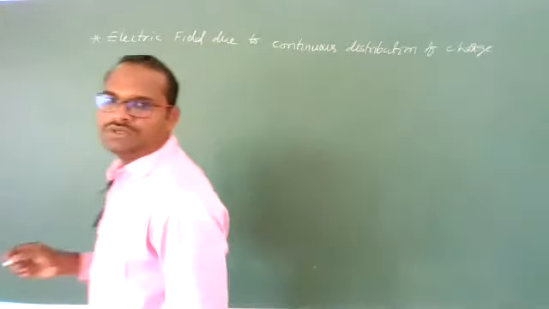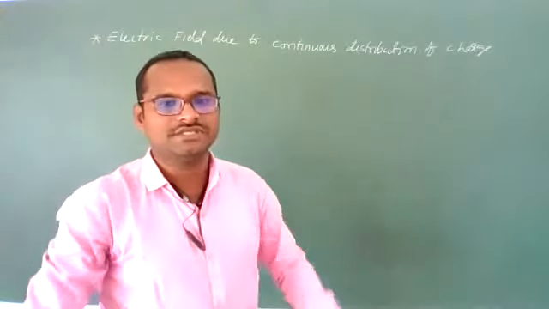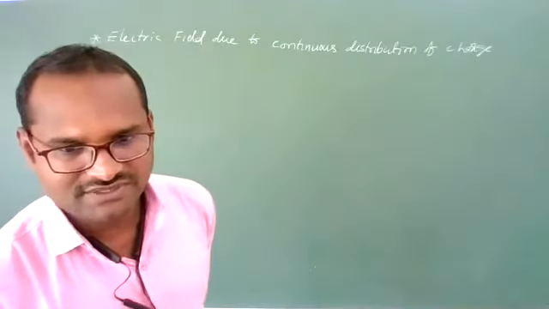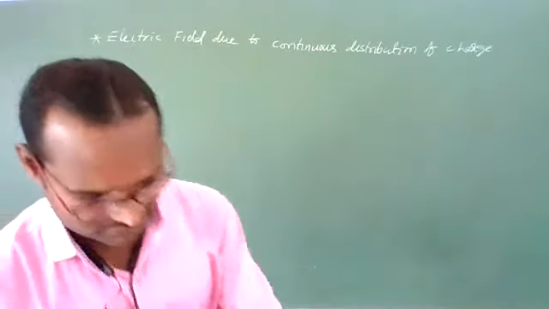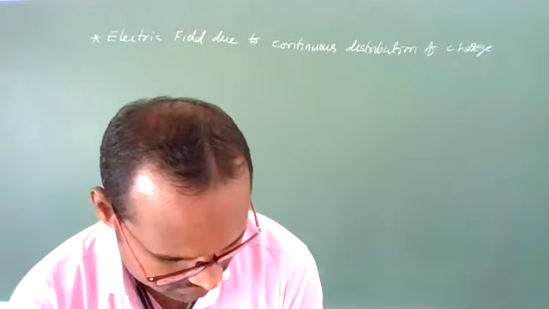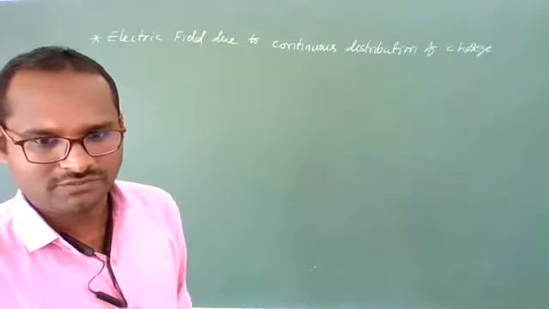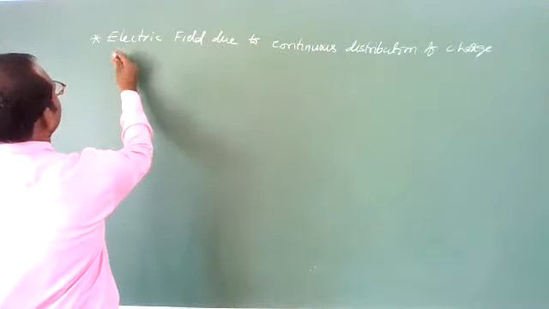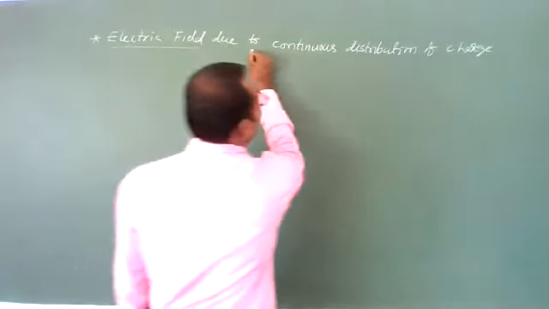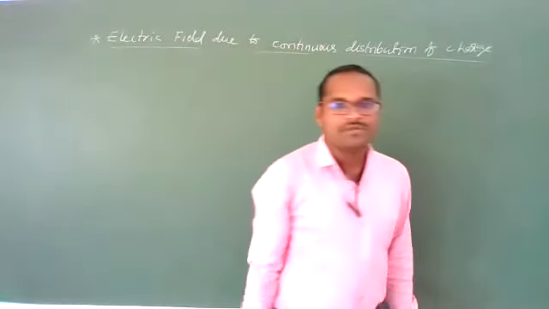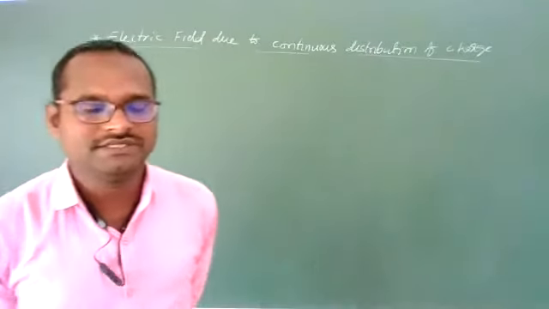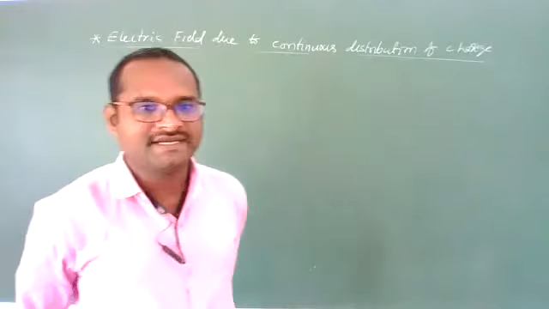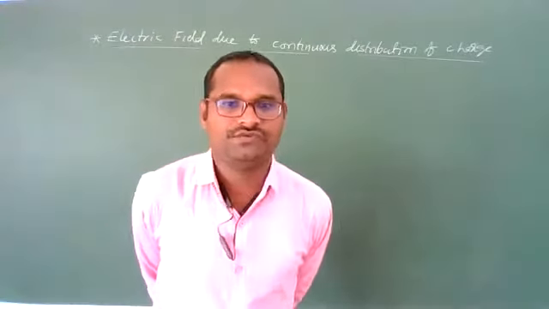So when charge is distributed continuously on any surface, wait, observe. We are discussing one point, no? Wait, I'll come to that point definitely. So electric field due to continuous distribution of charges: when charge is distributed continuously on any surface, then due to that surface, what will be the electric field at any point that we need to find out.